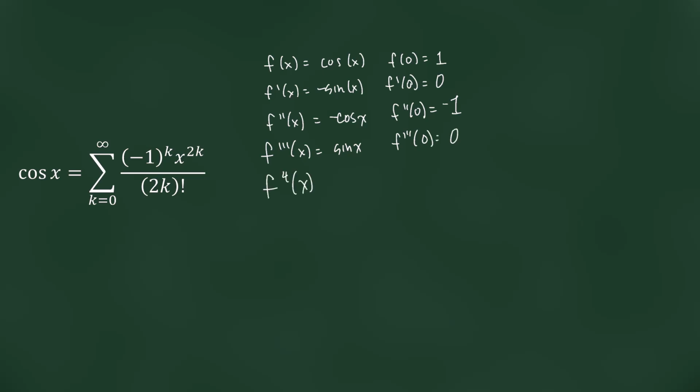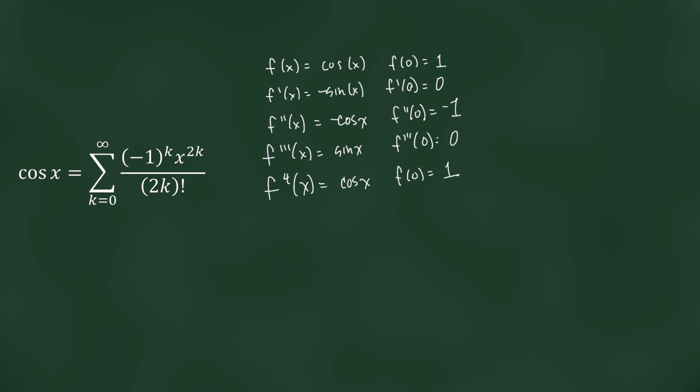And if we take the fourth derivative, we're going to get back to cosine where we started, and f of 0 is 1. So we can see something very similar to what we just saw with the sine function in that every other term is dropping out. We saw with our sine function that the even terms were 0. Here we can see that the odd terms are 0. So in other words, in this one, instead of using 2k plus 1, we're going to do something different.